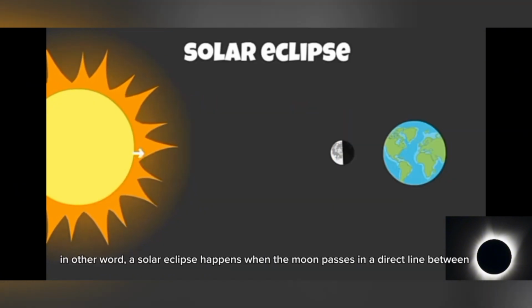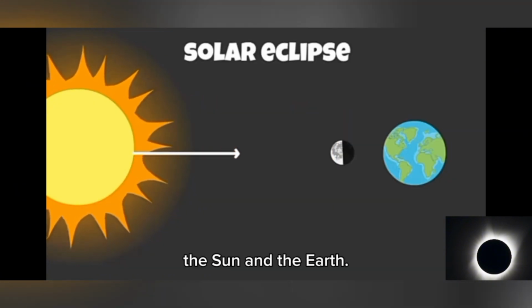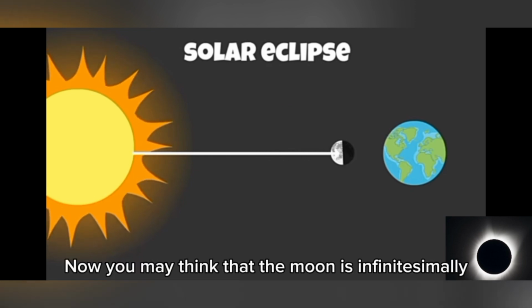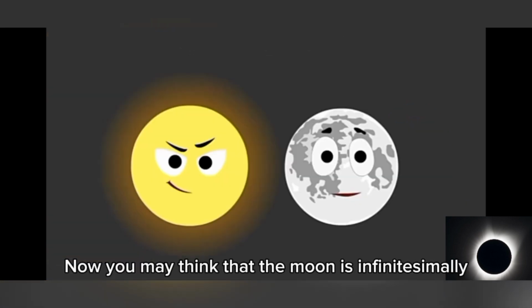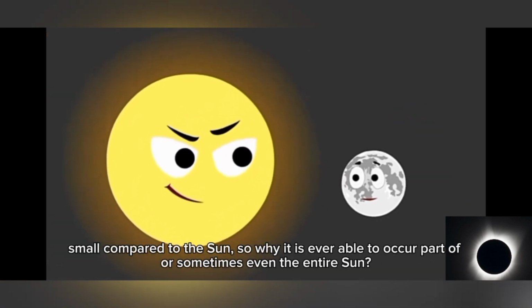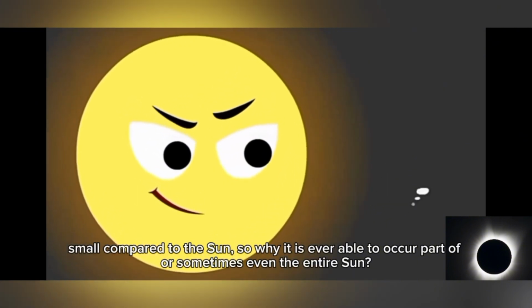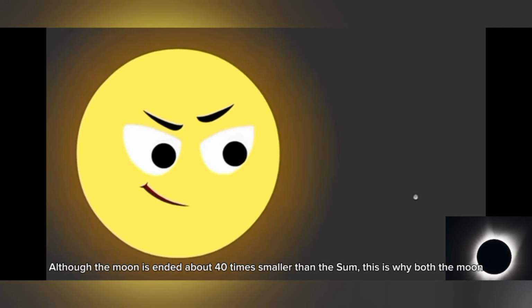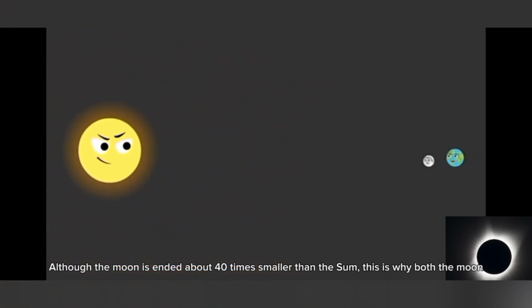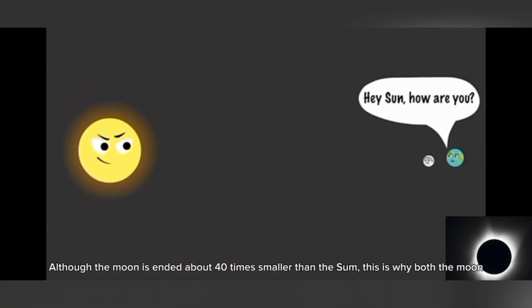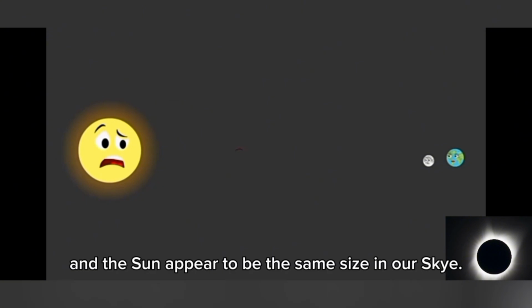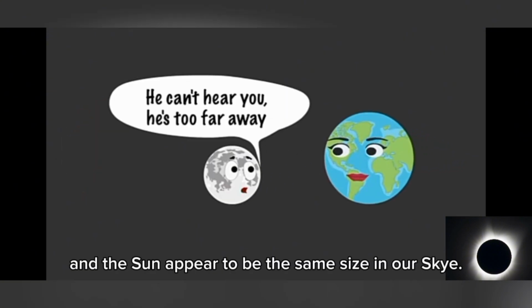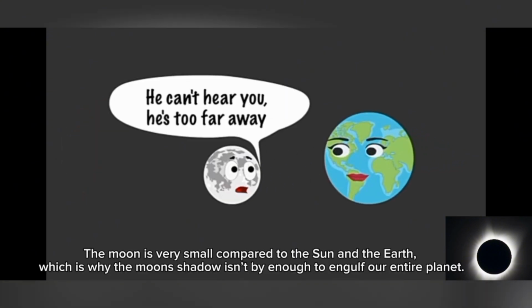In other words, a solar eclipse happens when the Moon passes in a direct line between the Sun and the Earth. Now you may think that the Moon is infinitesimally small compared to the Sun, so why is it ever able to cover part of or sometimes even the entire Sun? Although the Sun is about 400 times larger than the Moon, it is also about 400 times farther away, which is why both the Moon and the Sun appear to be the same size in our sky.